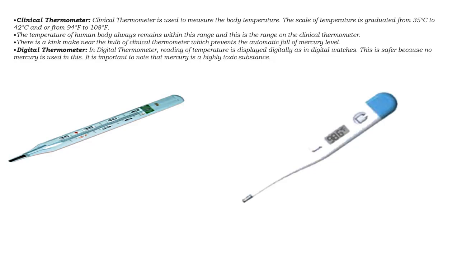And there is a kink mark. Here you can see there will be a kink mark in the bulb of the clinical thermometer, which prevents the automatic fall of the mercury level.